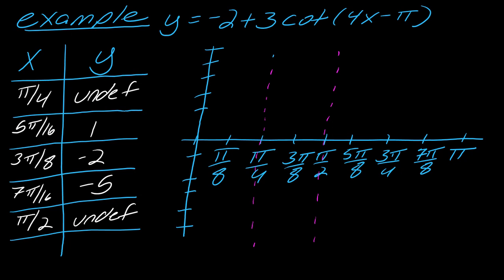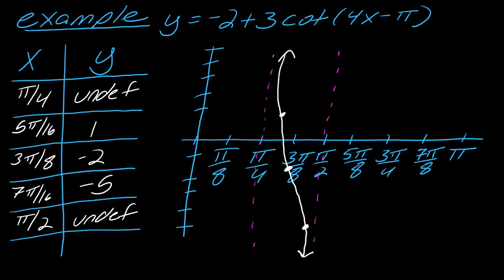And now we'll plot our points. So I've got 5 pi over 16. So that's going to be right here. And then 3 pi over 8, -2. So that's going to be down here. Hopefully you can see that. And then 7 pi over 16 and -5. That'll be here. So then I can go ahead and connect everything.